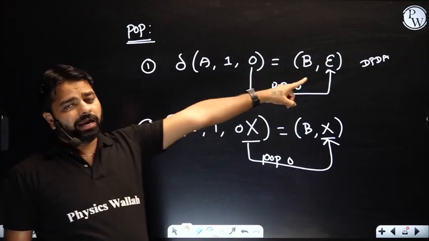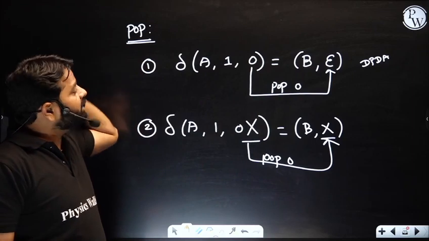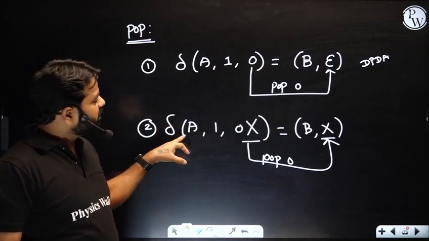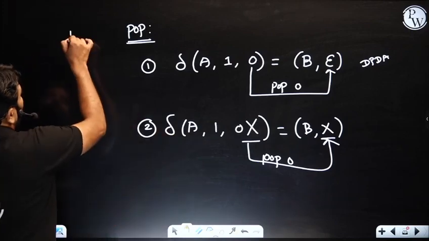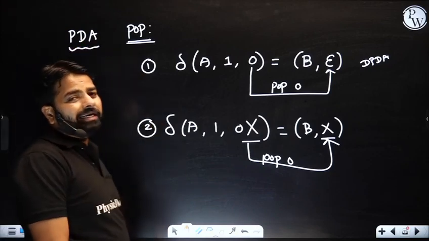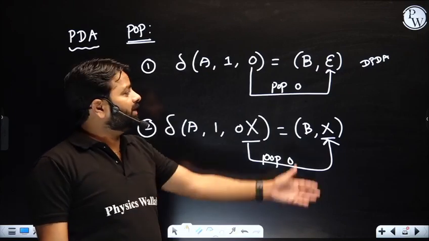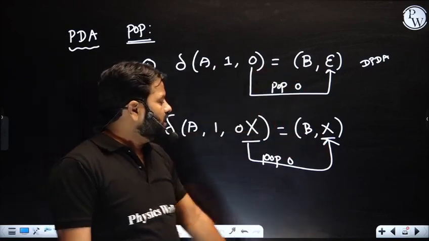Every DPDA, when you design a machine, that's also called a PDA. But when you design a PDA, you may or may not use this one. If you use it, that PDA may not be DPDA. So when you are performing PDA transitions, carefully look at whether you are designing DPDA or not. If you are really designing DPDA, then it's very easy to follow this first notation.